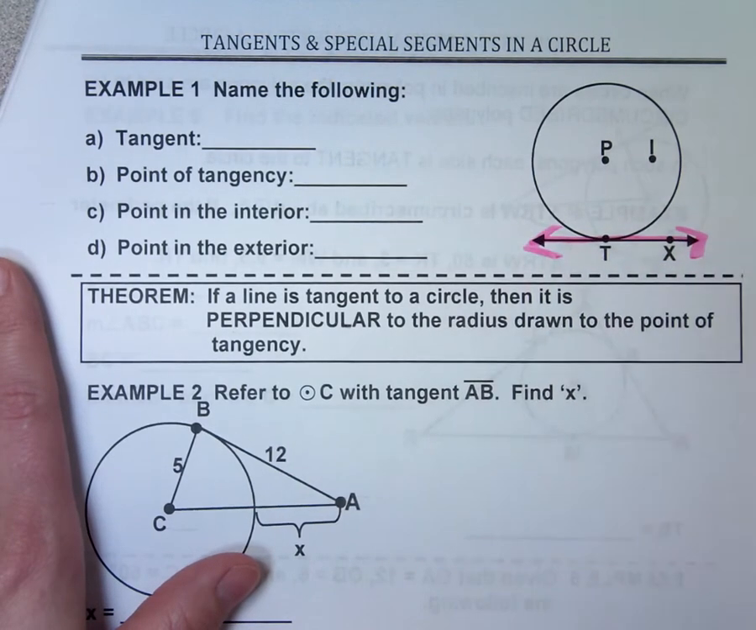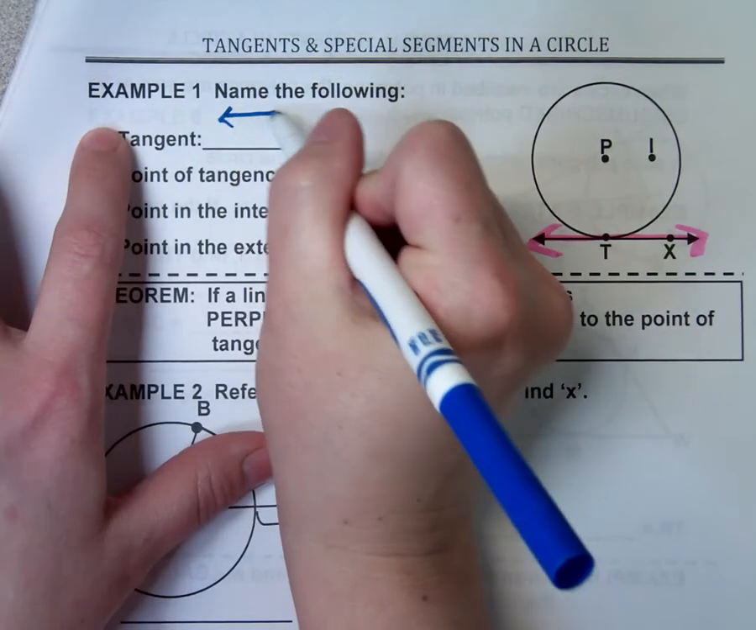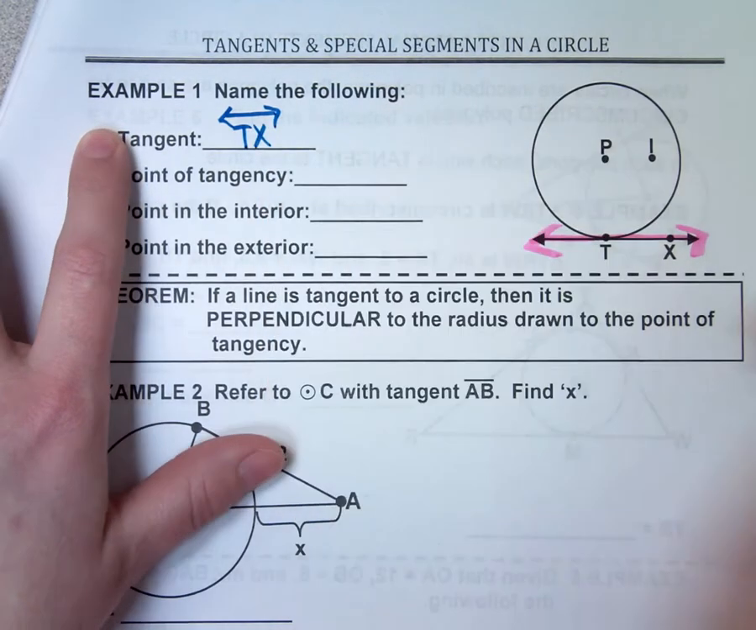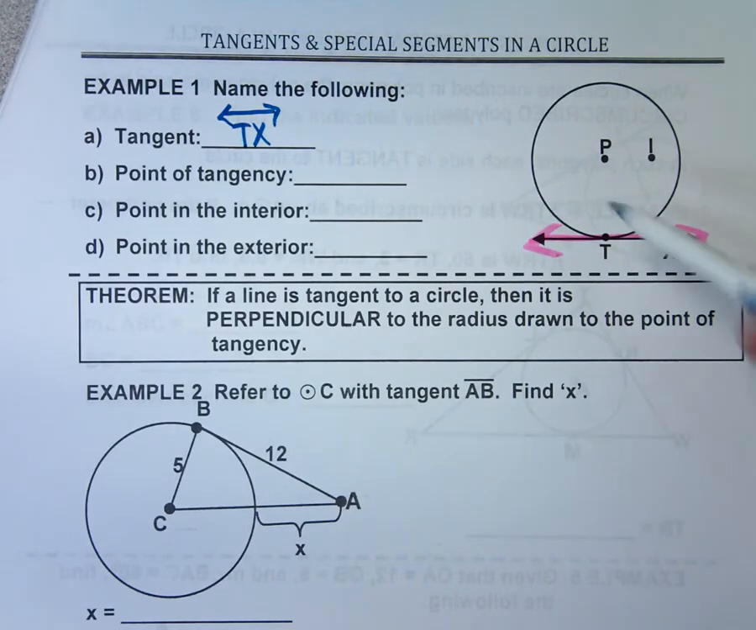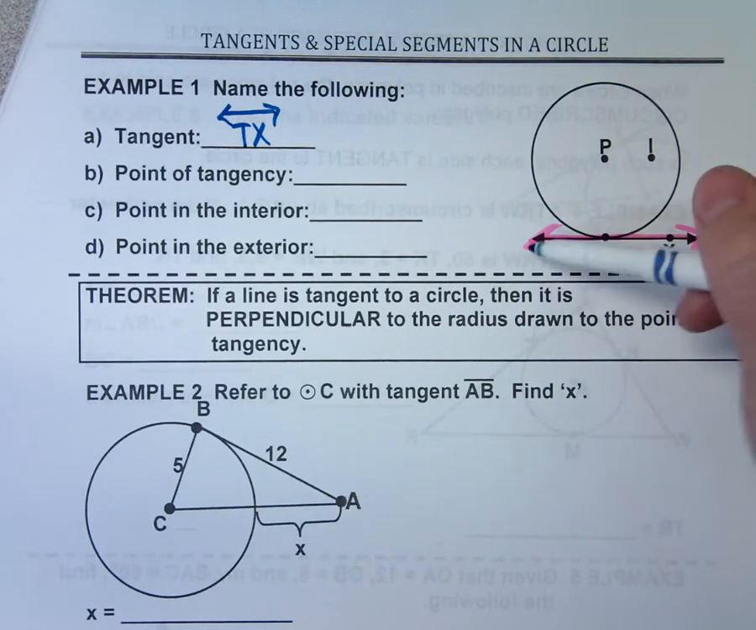Line TX. In case you forgot how to name a line, you need to use two letters on the line, unless they ever just have a little lowercase letter. So line TX is the tangent line. It just intersects the circle once.